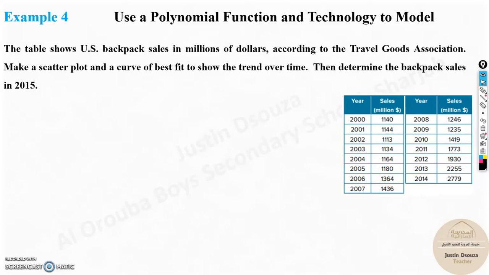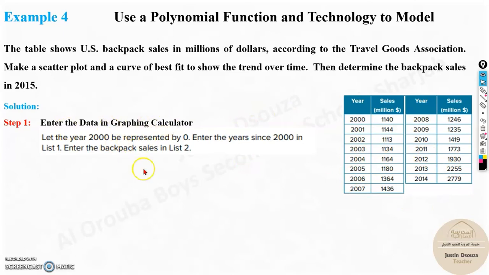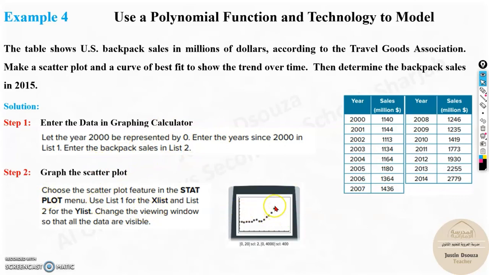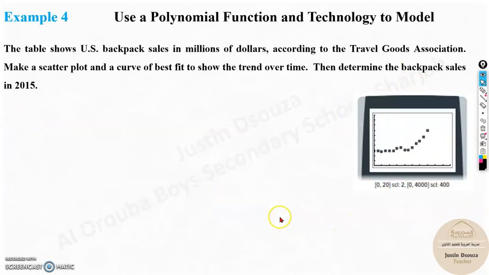Then determine the backpack sales in 2015. So we have a table which shows all the sales in millions of dollars for every year from 2000 until 2014, but 2015 is not there. We are supposed to estimate it. Now for the solution, if you want to get a graph, you can directly enter it in the graphing calculator, use the scatter plot list, and you will get this graph. If you plot this yourself, you should not plot from 2000; consider 2000 as 0, 2001 as 1, and so on. Then plot it with the proper scale and you will get the graph.